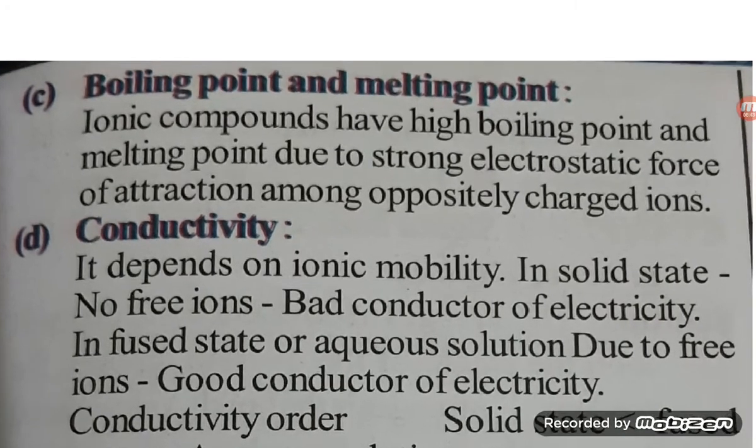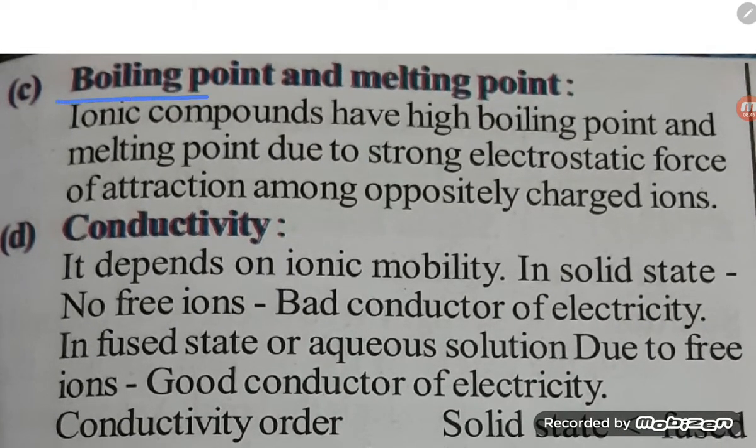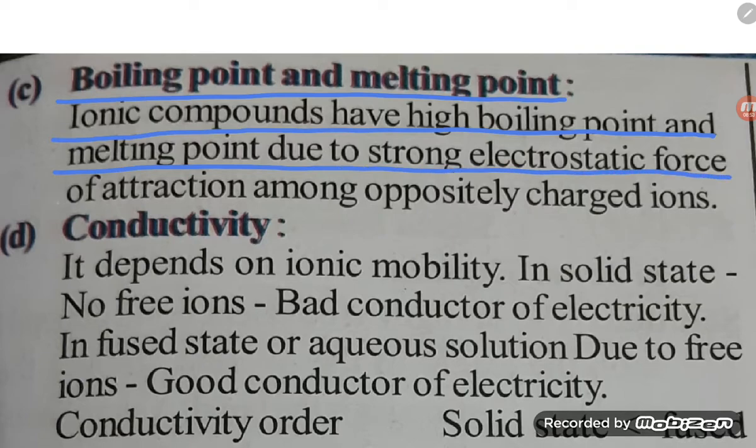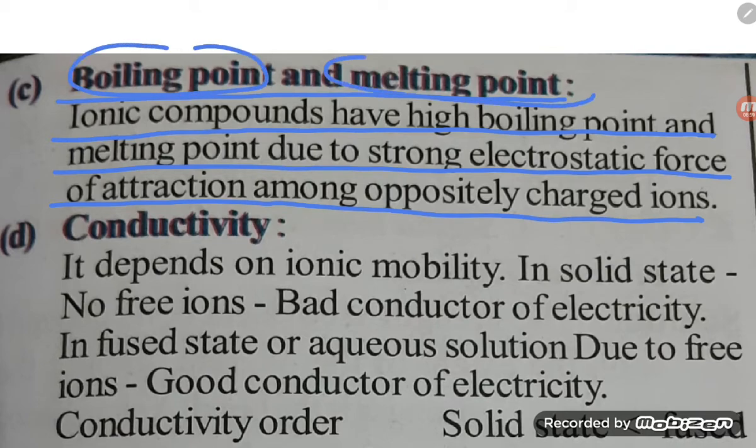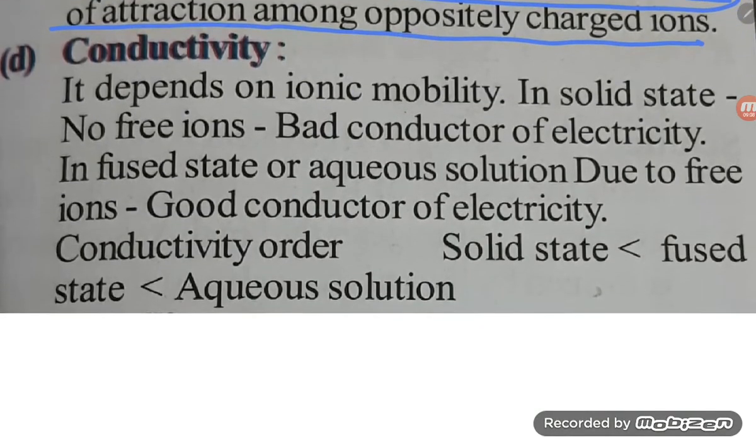Next is boiling point and melting point. Ionic compounds have high boiling point and melting point due to strong electrostatic force of attraction among the oppositely charged ions. So boiling point is very high and melting point is very high. Why? Because of the strong electrostatic force of attraction.